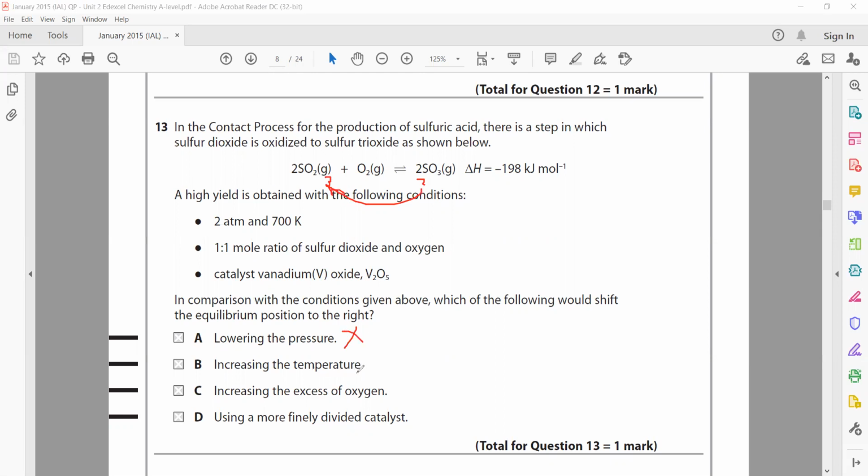Lowering the pressure: if we increase the pressure, equilibrium will shift towards the right hand side, but if we lower the pressure, equilibrium will shift towards where the number of moles is more. So it cannot be A. Increase the temperature: the forward reaction is exothermic, so an increase in temperature shifts the equilibrium towards the left hand side. Increase the excess of oxygen: if you use more oxygen, more reactant, so equilibrium will shift towards the right hand side. Use more finely divided catalyst: it will speed up both forward and backward reactions but does not affect the position of equilibrium.